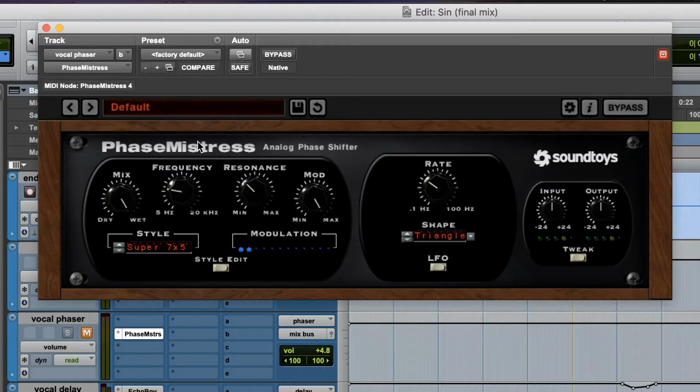The production on the vocals, for the most part, was pretty straightforward. There's a delay and a reverb, but one of the subtle effects that I think really changes the tone of the voice is a subtle little phaser, and I used the Sound Toys phaser, the Phase Mistress, which is personally my favorite phaser plugin. I'm a big fan of Sound Toys stuff.